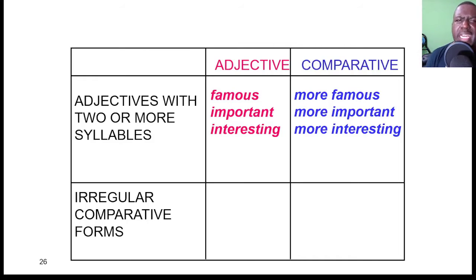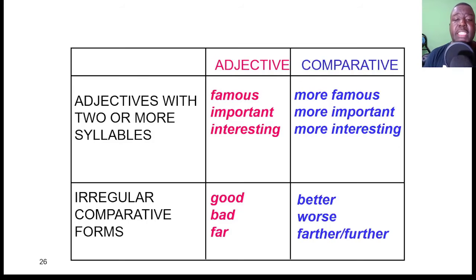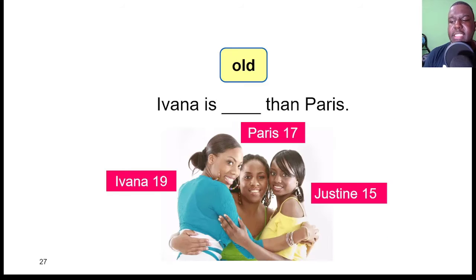Okay, we have some irregular adjectives. So we have good, and the comparative is better. And bad, the comparative is worse. Far, farther, or further. Okay? So guys, let's make some exercises to show your comprehension.